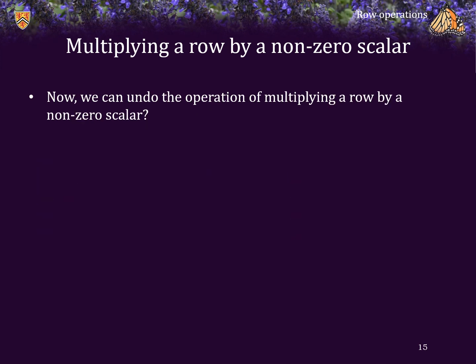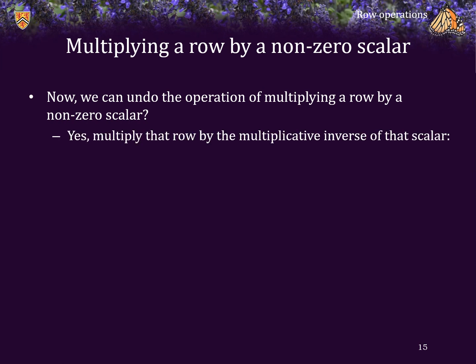Now, can we undo the operation of multiplying a row by a non-zero scalar? Well, it's important that it's a non-zero scalar because if it is non-zero, yes, we can. All we have to do is multiply that same row by the multiplicative inverse of that scalar. Consequently, the inverse operation of multiplying row i by alpha is multiplying row i by the multiplicative inverse of alpha. And whichever order you multiply these two matrices in, you get the identity matrix.